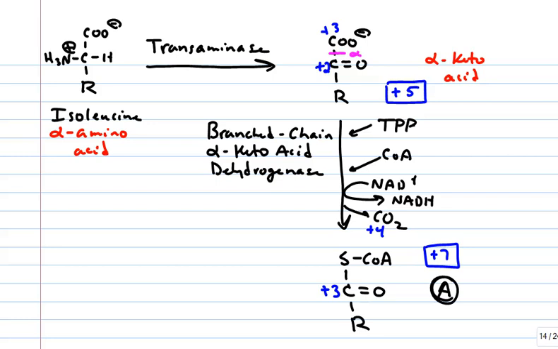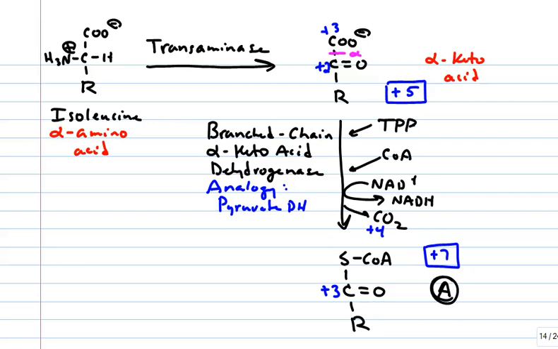Oxidative decarboxylation requiring TPP. So again, there's an analogy here, and the analogy is pyruvate dehydrogenase of the bridge reaction that we saw between glycolysis and the citric acid cycle. Again, I'm trying to point out to you common metabolic schemes used in catabolism.